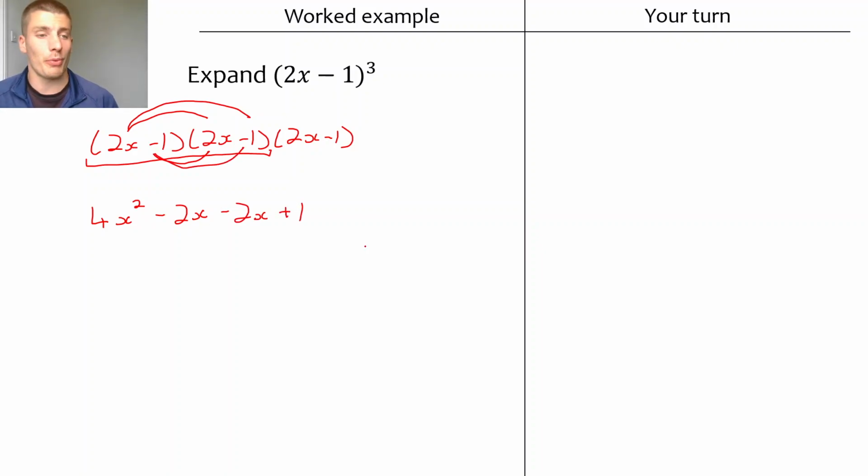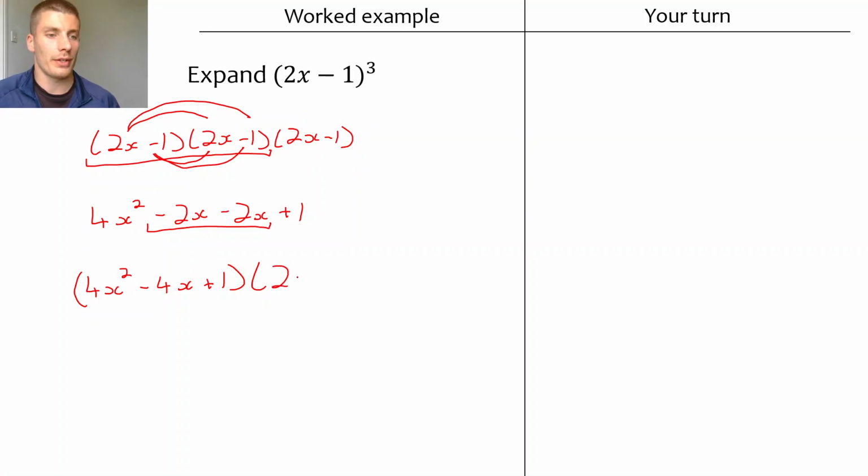You've expanded the first 2 brackets. Again, simplify the middle terms. So we're going to go to 4x squared minus 2x is minus 4x. We've got the plus 1 on the end. Done. So you've expanded the first 2 brackets to give you this over here. So I've got this, which is the first 2 brackets, and we're still multiplying it by the last 2x minus 1 over here. 2x take away 1 over here.